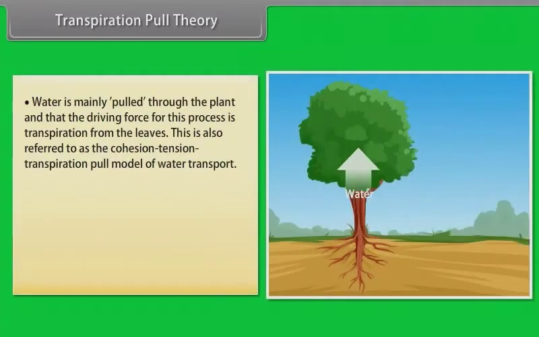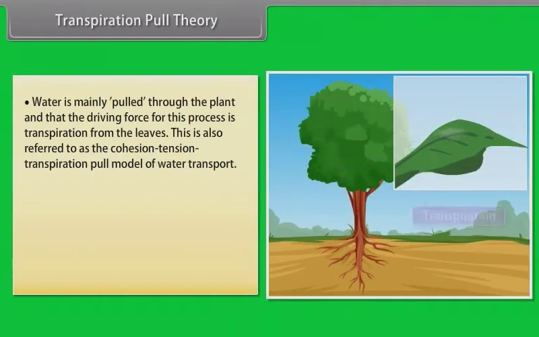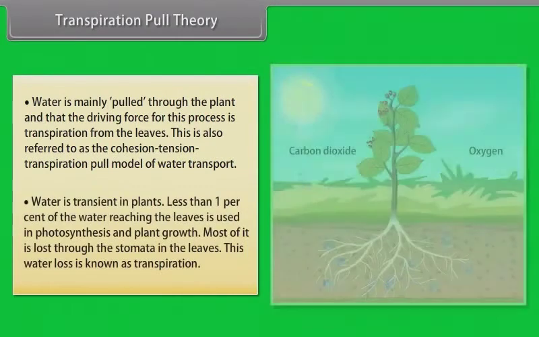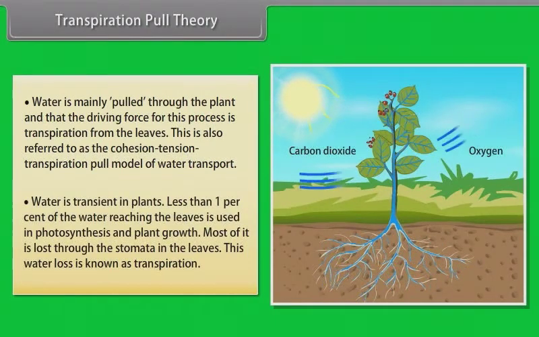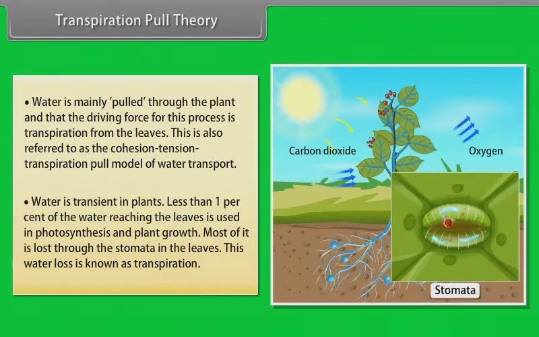Transpiration pull theory. In transpiration pull theory, most researchers agree that water is mainly pulled through the plant and that the driving force for this process is transpiration from the leaves. This is also referred to as the cohesion-tension transpiration pull model of water transport. Water is transient in plants. Less than 1% of the water reaching the leaves is used in photosynthesis and plant growth. Most of it is lost through the stomata in the leaves. The water loss is known as transpiration.